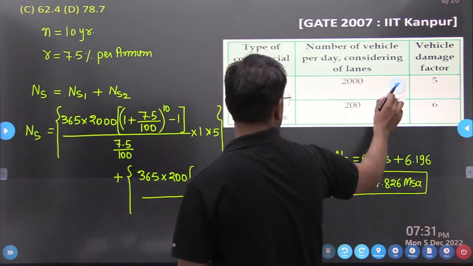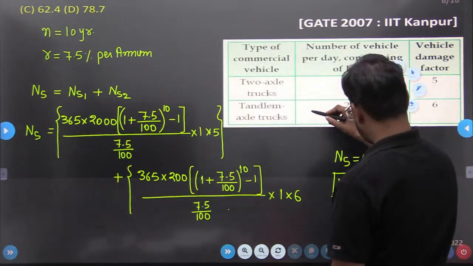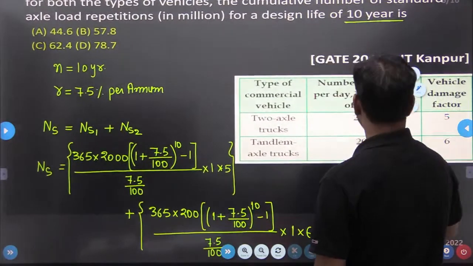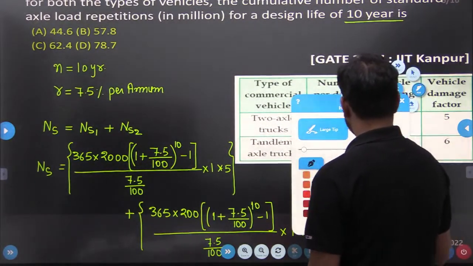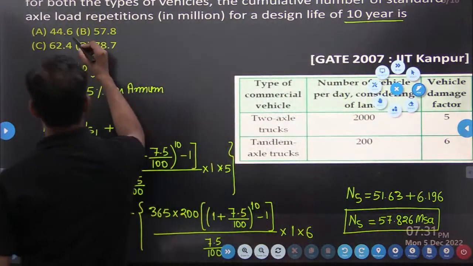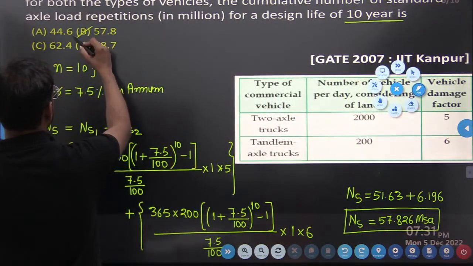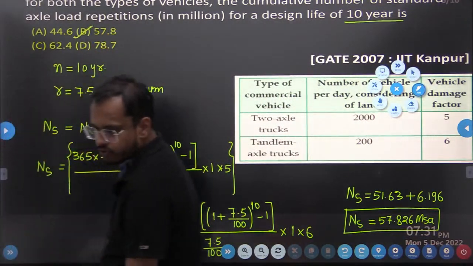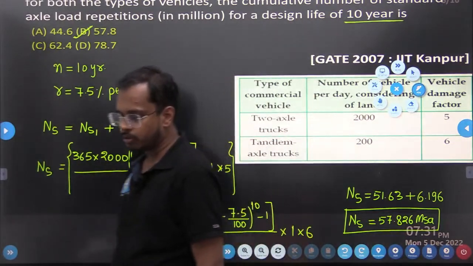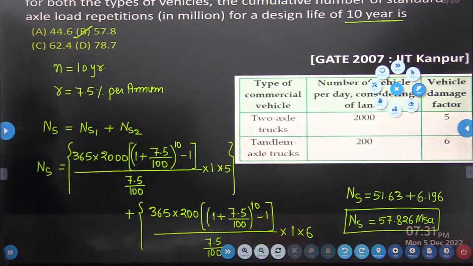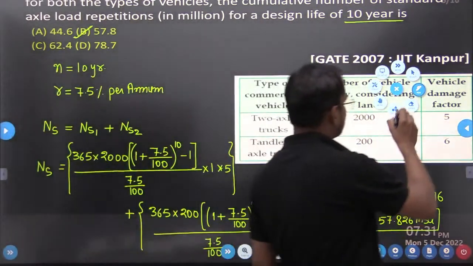Which option is correct? 57.something. The 57.826 is the correct answer. The value is 57.8, that means B option is correct. Clear to all of you? So this is the correct answer. B option is correct. Similarly, the next problem which I will discuss here.